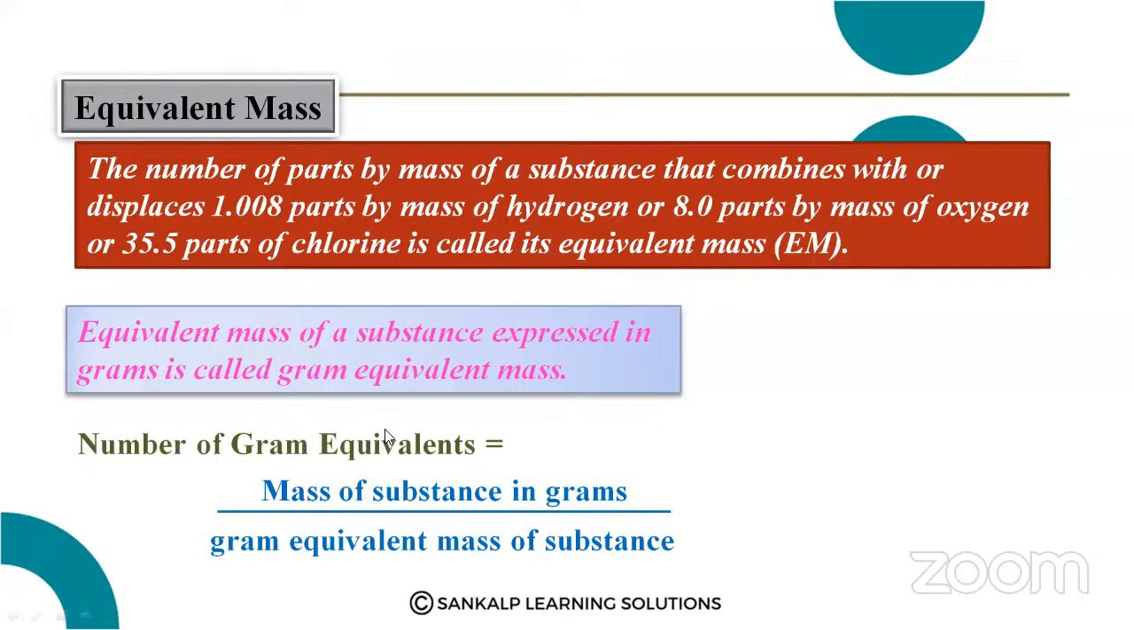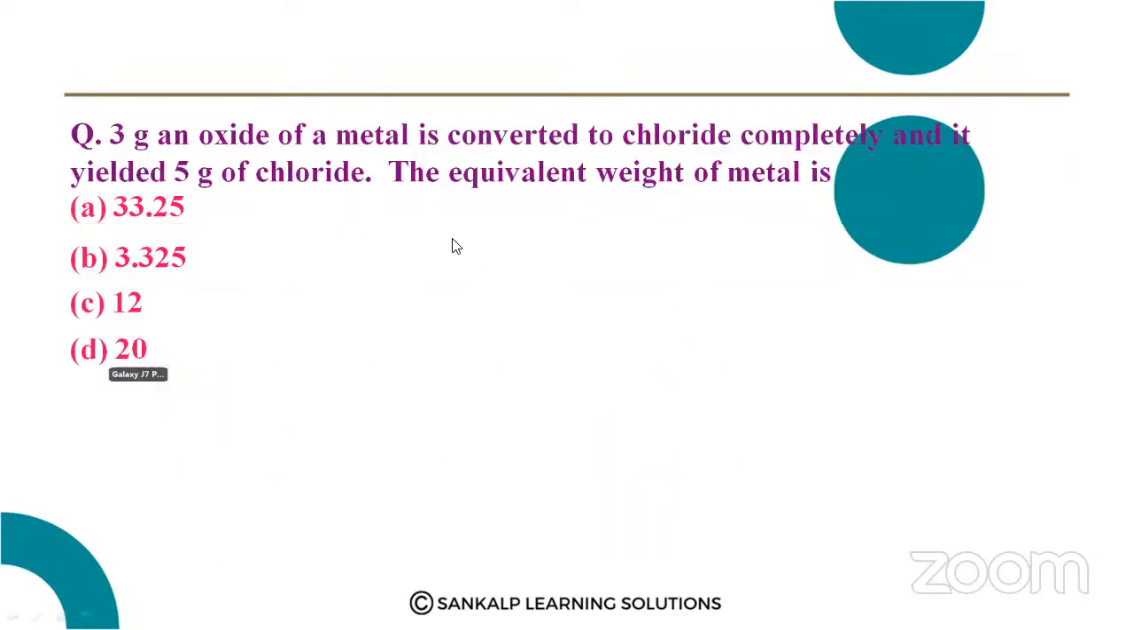Whenever you want to find the number of gram equivalents, you have to take the mass of the substance in grams upon the gram equivalent mass of the substance. Okay, so this is the formula. Remember this formula. Remember this definition. Very important. Based on that, we'll solve a particular problem.